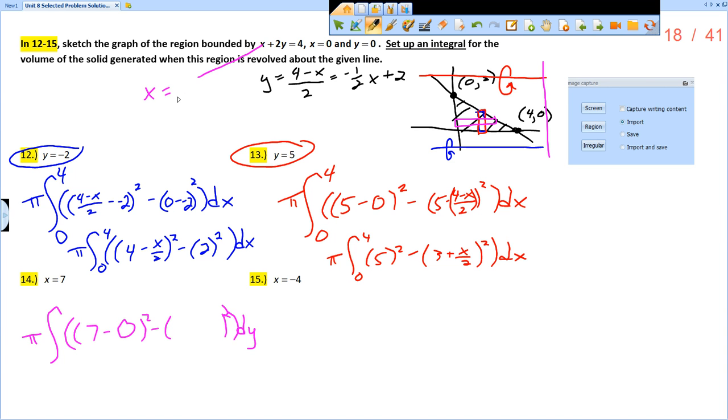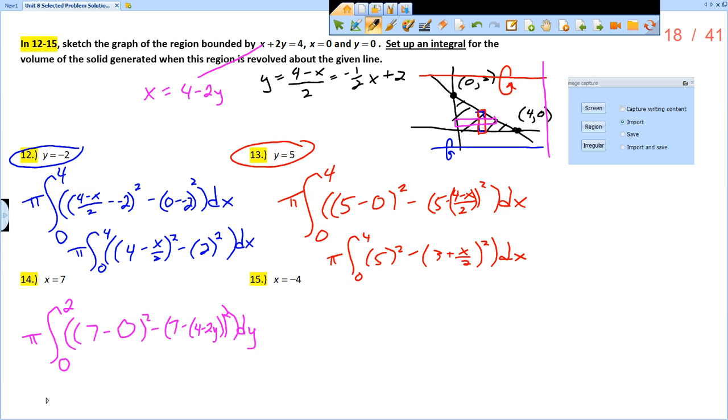So if I get x equals 4 minus 2y, now we're going to take the axis of rotation 7 minus the 4 minus 2y. Remember, it has to be in x equals form in order to use a dy. And then we're going to integrate from the lowest value to the highest value. So that would be from 0 to 2.